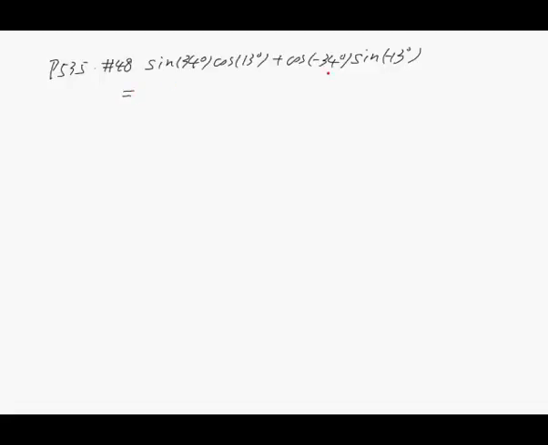So first, let's simplify this part. We know the cosine is an even function, so cosine of negative 34 degrees is equal to cosine of 34 degrees, right? And sine is an odd function, so sine of negative 13 degrees is equal to negative sine of 13 degrees. So you have the minus here.